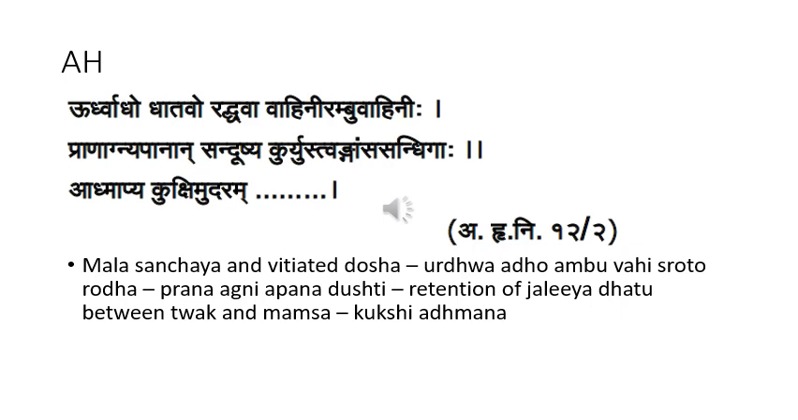Vagbhata has also mentioned a similar concept: Urdhva tadhadva rudhva vahini, ambuvahini prana agni apana sandushya, kuryat twang mamsa sandhika atmapya kukshim udaram. So again there is Mala Sanchaya and vitiated doshas leading to Srotorodha in Urdhva and Adho Ambuvaha Srotas. And again Prana, Agni, Apana Sandushya, there is Dushti of Agni, Pranavayu and Apanavayu. This Dushti leads to increased Srotorodha, again the cycle, and retention of Jaliya Dhatus which had to be expelled out. It's not going out, it's collected in the Kukshi, attaining Vimargagamana and getting collected between Twak and Mamsa, leading to Adhmana of the Kukshi. The same concept is being explained by Vagbhata also.